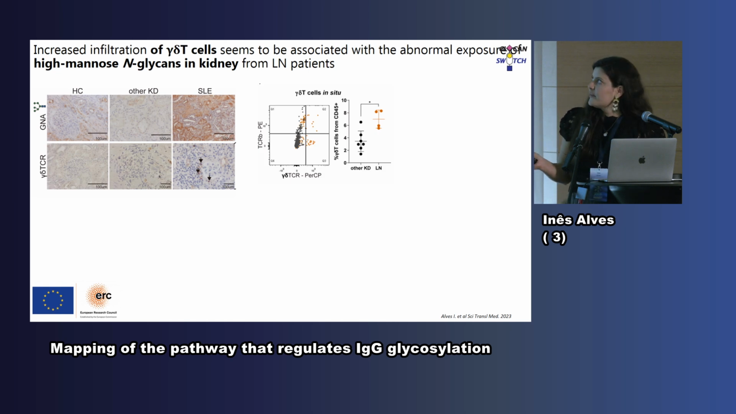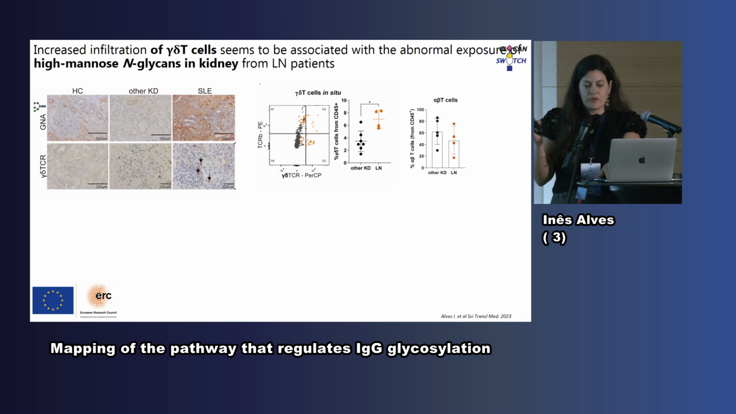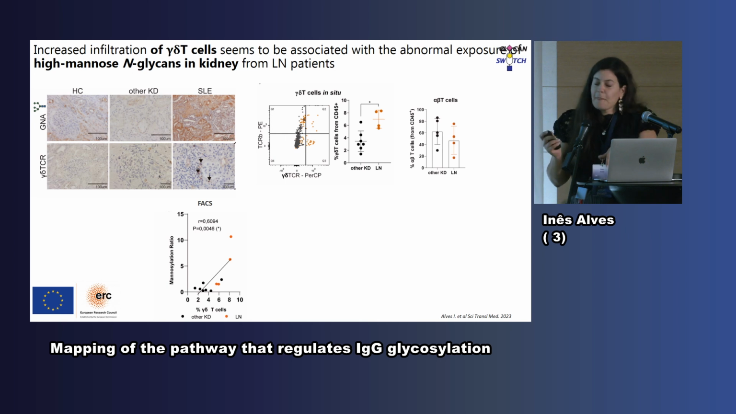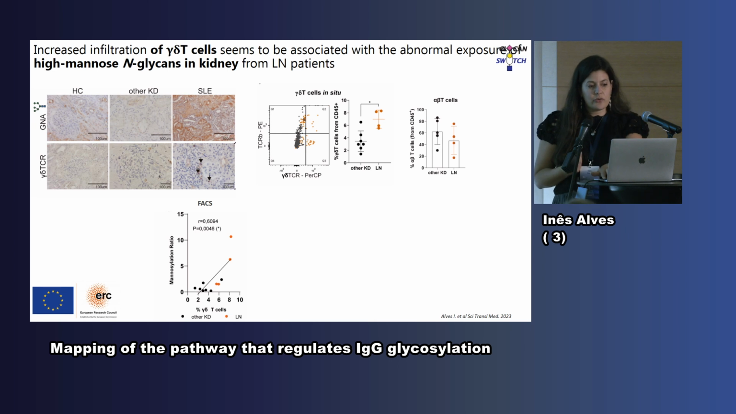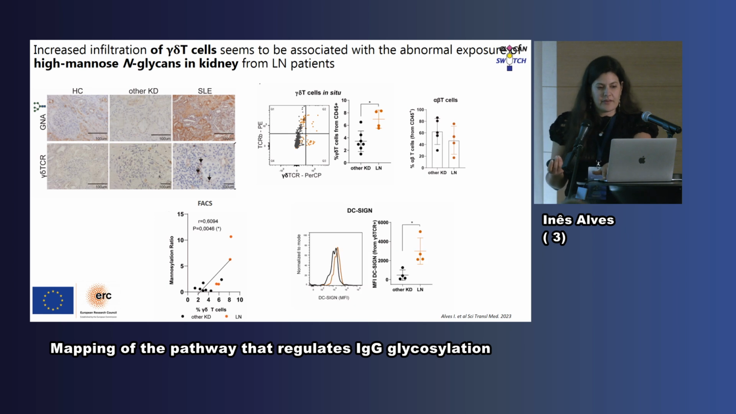So it's gamma delta T cells, which are usually in the bridge between innate and adaptive immune response. They are not dependent on MHC presentation, and they express receptors very related to the innate immune cells. So they were very interesting to find, and we did not observe differences in the alpha-beta conventional T cells in the kidney. So gamma-delta T cell infiltration is associated with levels of mannose in this tissue, so there seems to be an association between glycosylation and the presence of these cells.